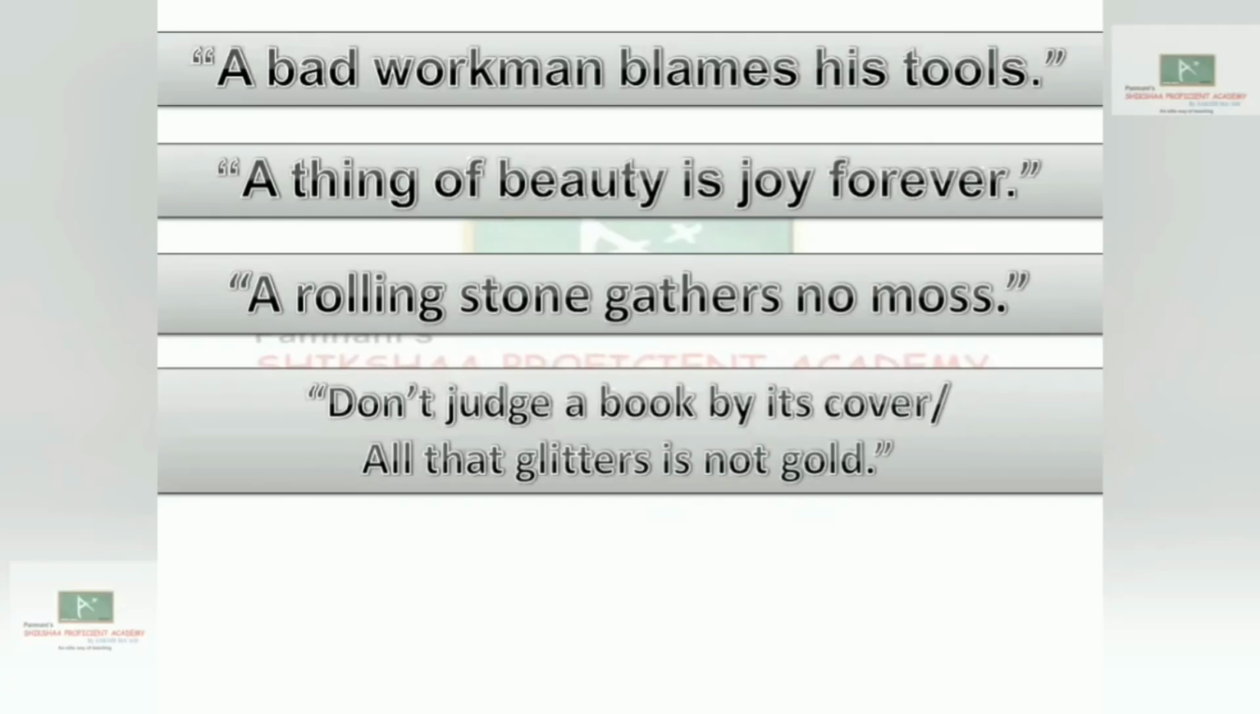Next, don't judge a book by its cover, or all that glitters is not gold. One and the same thing. What does that mean? हर चमकती चीज सोना नहीं होती. Yes, our outward appearance cannot indicate someone's or something's value or worth. We should not judge them by their appearance.